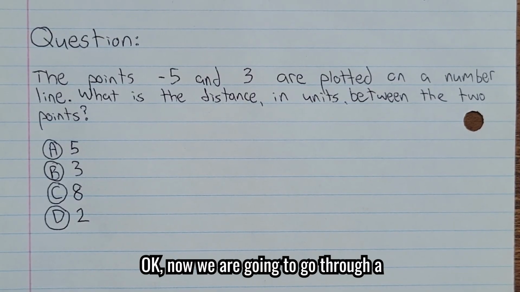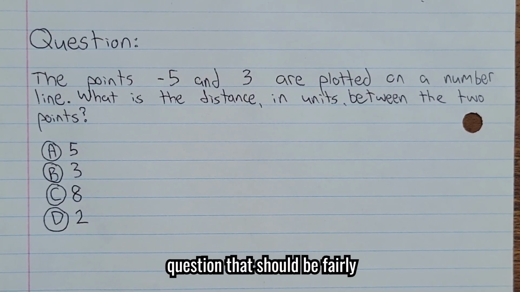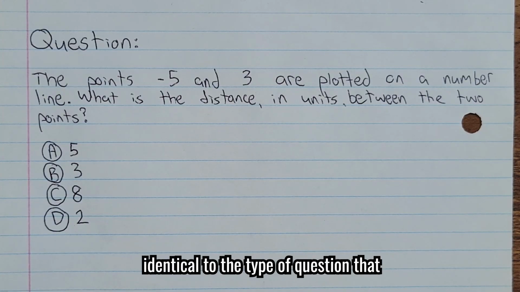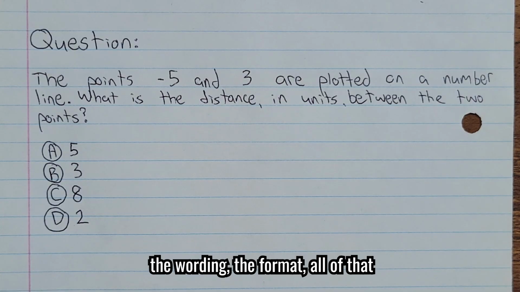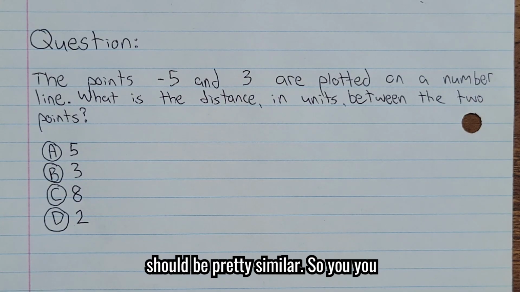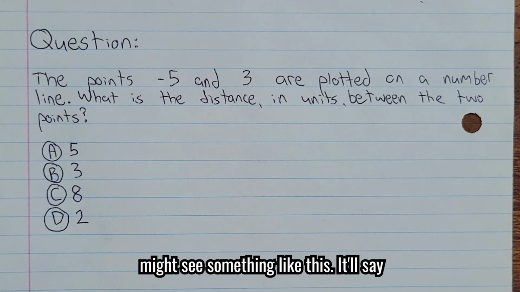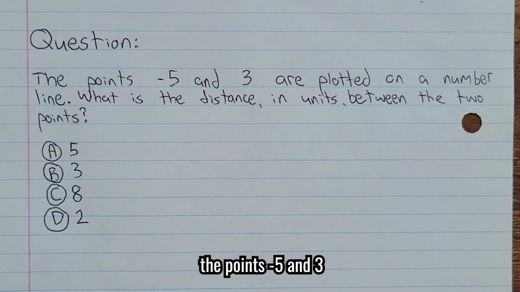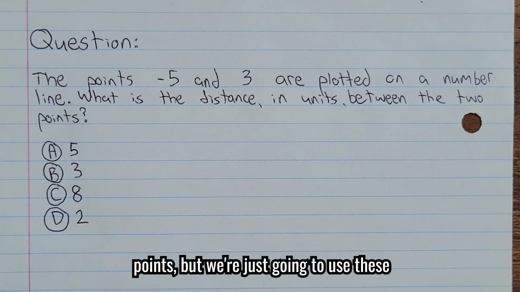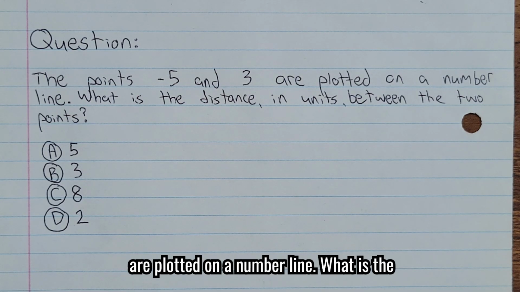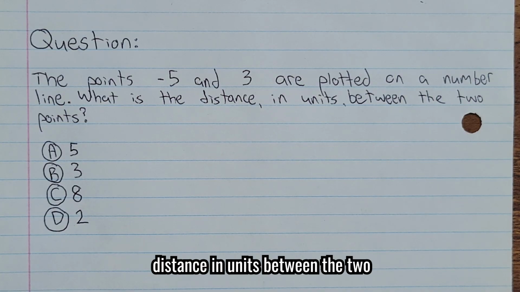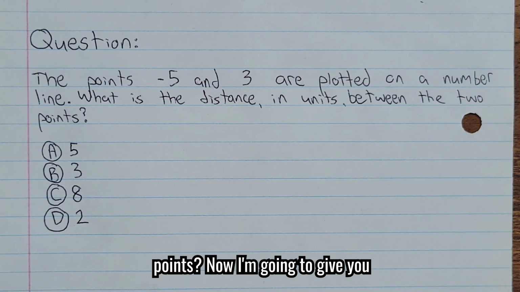Okay, now we are going to go through a question that should be fairly identical to the type of question that you would see on your GED math exam. So the wording, the format, all of that should be pretty similar. So you might see something like this. It'll say the points -5 and 3, they could give you different points, but we're just going to use these as an example. The points -5 and 3 are plotted on a number line. What is the distance in units between the 2 points?